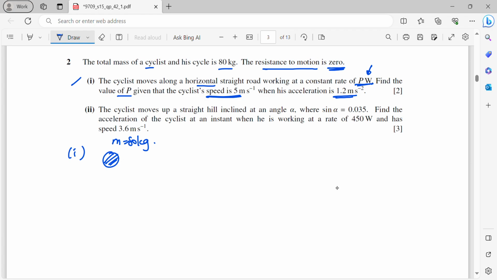It is moving along a horizontal straight line, so this is the direction. The power is P watt, and the cyclist speed, let it be u equals 5 meter per second, and the acceleration is 1.2 meter per second squared. Now we need to find what is the P. That is the first part.